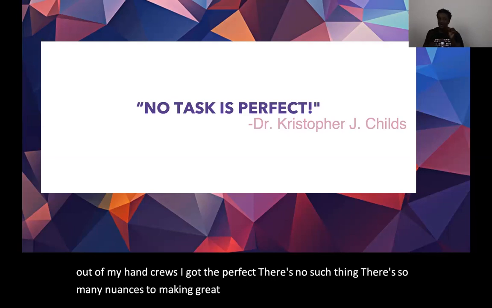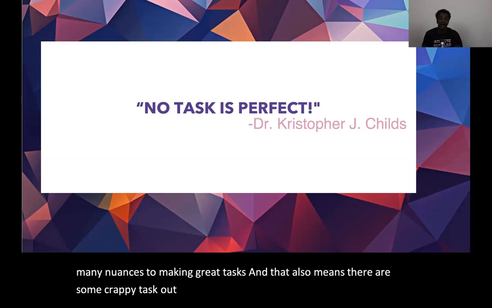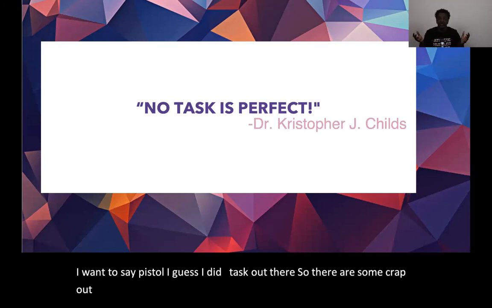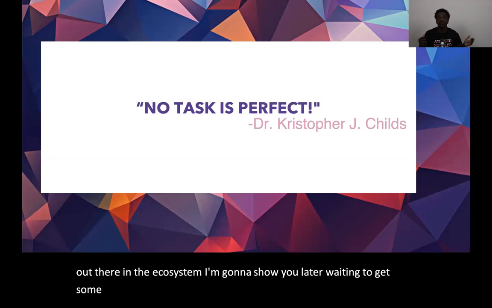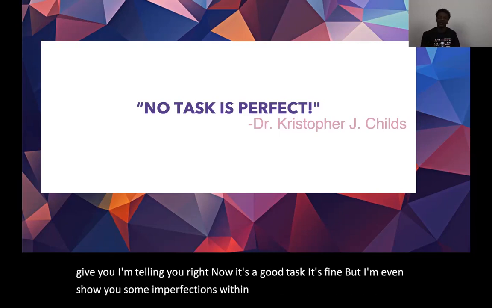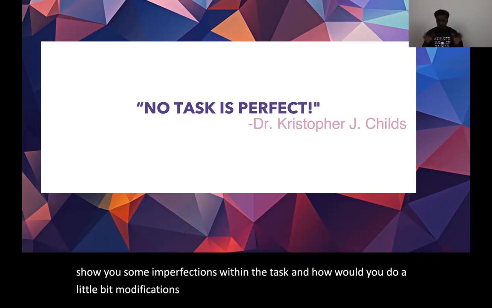And that also means there are some crappy tasks out there. I mean, I want to say piss poor. I guess I did. Piss poor tasks out there. So there is some crap out there in the ecosystem. And I'm going to show you later where you can get some good tasks from, but there's no perfect task. Even the task I'm going to give you, I'm telling you right now, it's a good task. It's fire. But I'm going to even show you some imperfections within the task and how we can do a little bit of modifications based upon your students. So there's no perfect task.